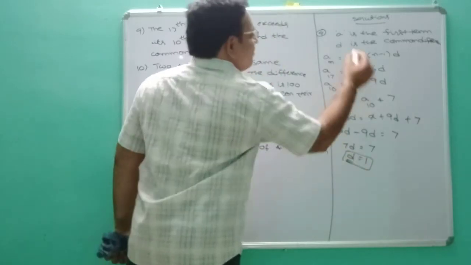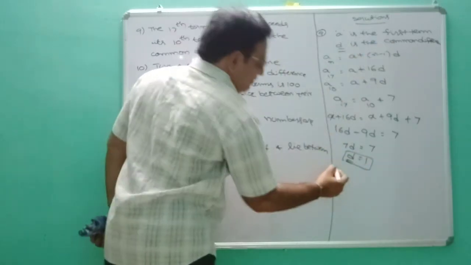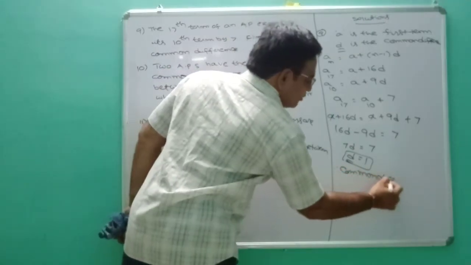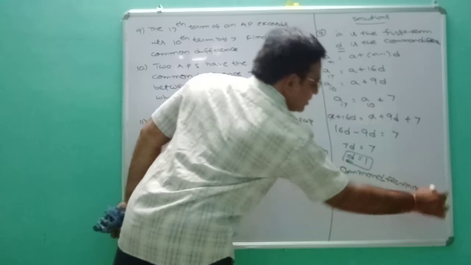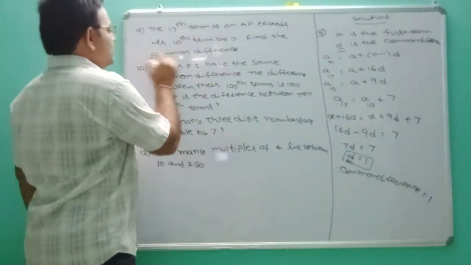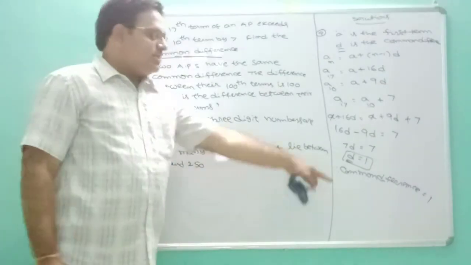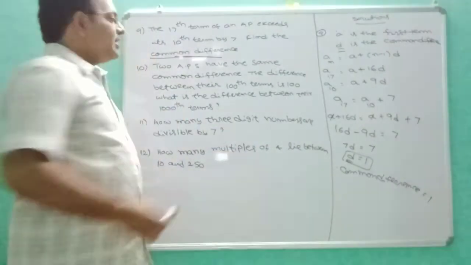What is the meaning of d? D is the common difference. Therefore, the common difference equals 1. That is the answer for the ninth question. Now see the 10th question.